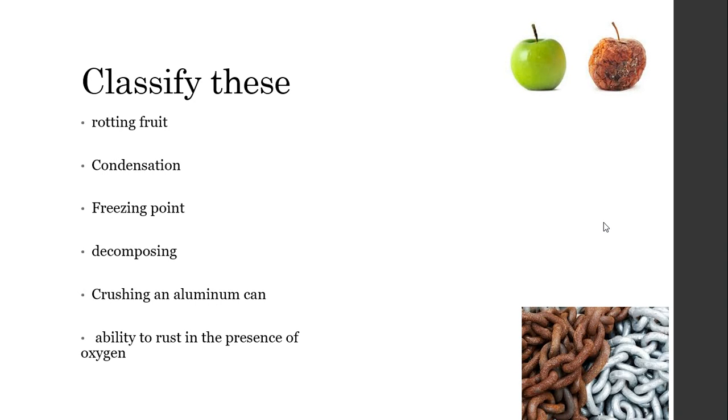So I want you to go ahead and pause this and try to classify these as a physical change, chemical change, physical property, or chemical property. The first one is rotting fruit. I have a nice visual here for you. Clearly, this is not reversible, so we know it's chemical, and this apple here changed. It's a chemical change.